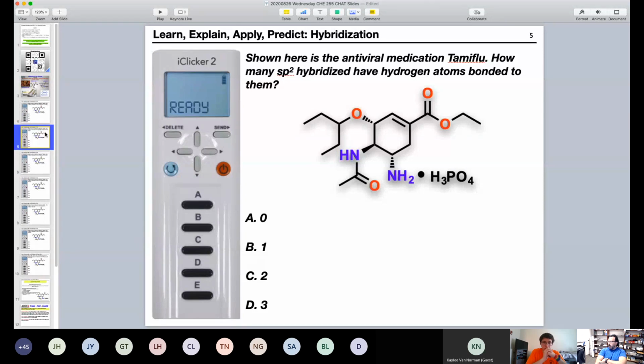So the majority of responses are zeroing in here on answer B, which is 1. Only this sp2 hybridized carbon has a hydrogen. This, and this one do not have hydrogens. So how do we know that? When I'm looking at this carbon, I see 1, 2, 3 sigma bonds. The 4th bond is the double bond or pi bond. None of those atoms are hydrogen.